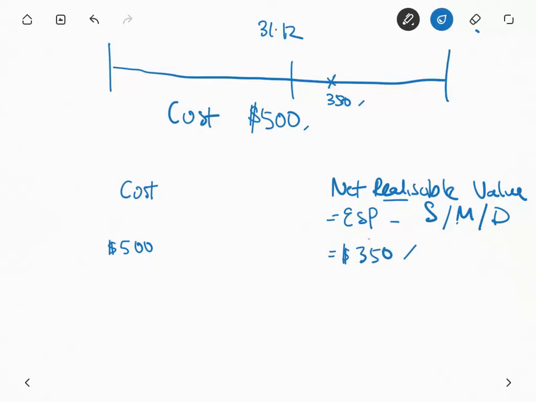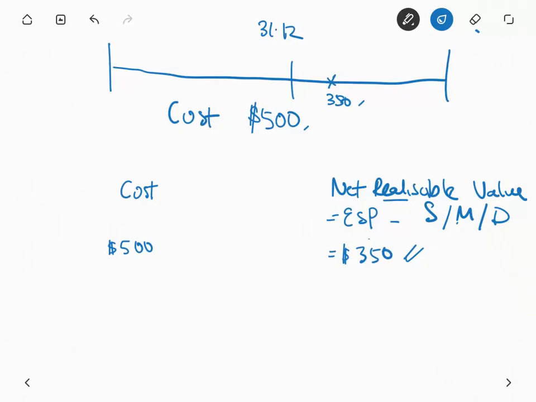My inventory in my book shows 500 cost, and we know we should take the lower. So must we adjust? Reduce by how much? So we have to adjust our inventory by 150 to 350 to NRV. Clear? What if my cost is 500?